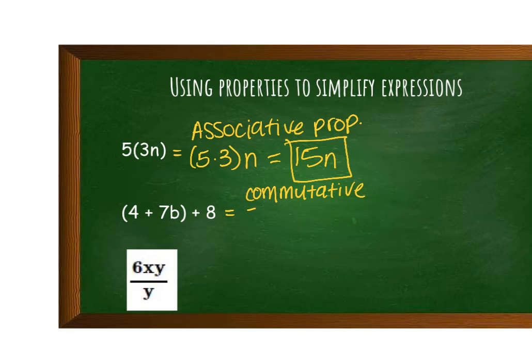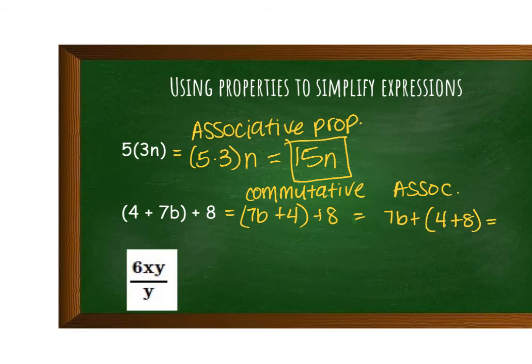To mix this up and write 7b plus 4 inside the parentheses plus 8. That way we put the 4 and the 8 next to each other. So all we have to do is regroup it using the associative property. And it's going to be 7b outside the parentheses, 4 plus 8, which is 7b plus 12. And that is our simplified answer.